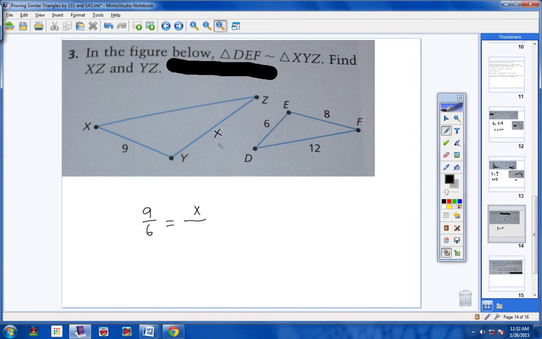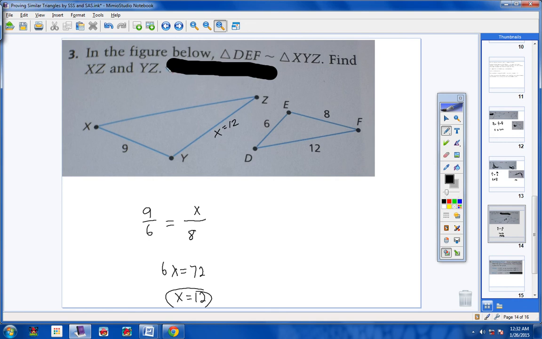Now, what side does YZ correspond with? Well, here's YZ. It corresponds with EF. So I'm going to put X with EF, which is 8. Alright, so 6x equals 72. Divide both sides by 6, and x equals 12, okay? So this length right here would be 12.